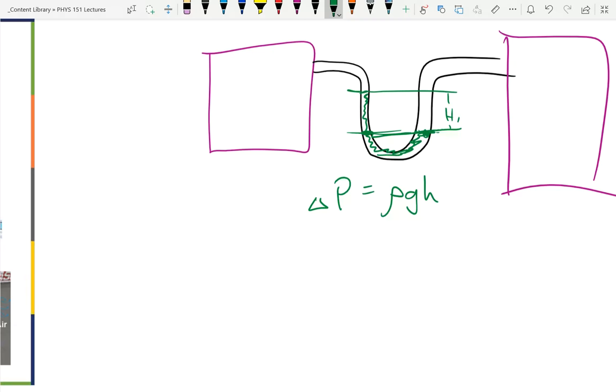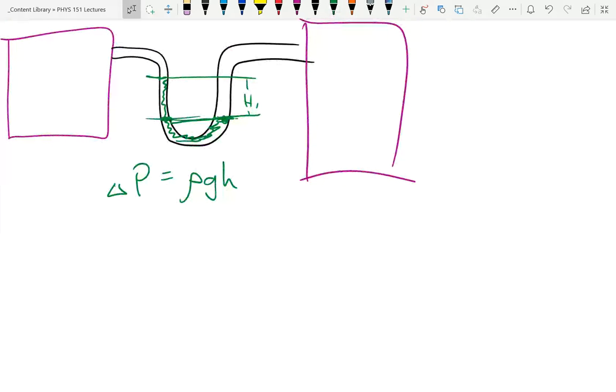So the entire solution to this, every step of it, is simply applying delta P is rho g h between adjacent chambers. You know what the pressure in A is, and you know what height 1 is, so you can use that to calculate the pressure in B. And then you know the pressure in C, and you know the pressure in B, so you can use that to calculate the height difference between B and C. And likewise.